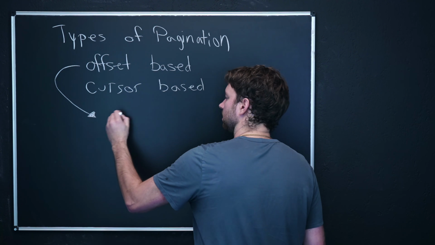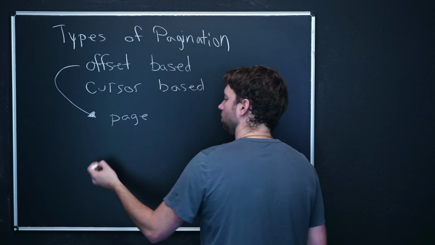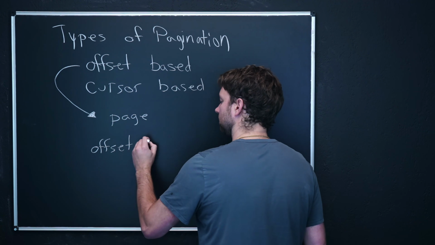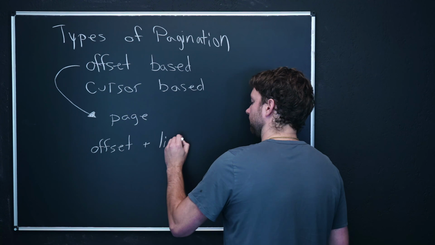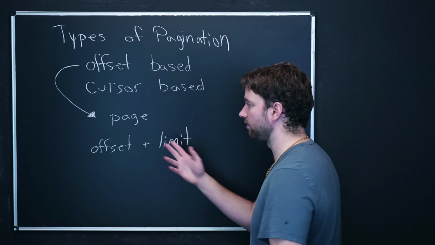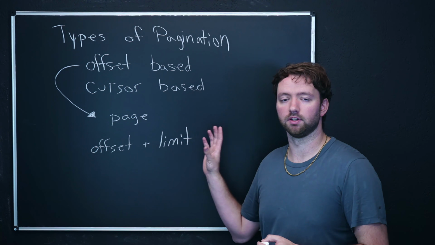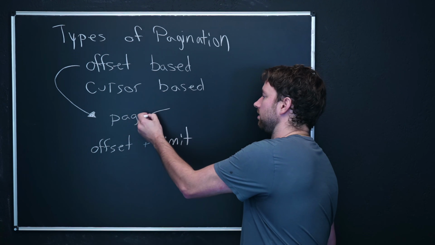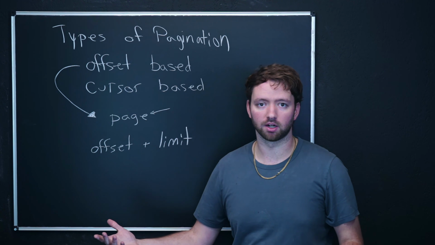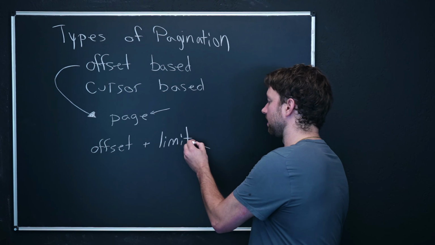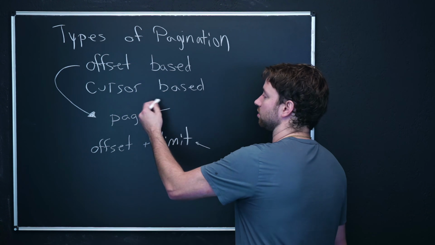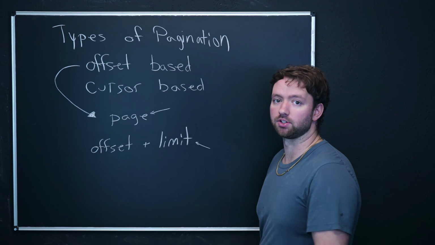This will use a page attribute, or it will use an offset and a limit. These are basically two different approaches or two ways of describing the same capability. So we're going to first take a look at just working with a page number. Then we'll talk about how to customize it a bit with an offset and a limit. After we go over offset-based, we will then circle back and look at cursor-based pagination.